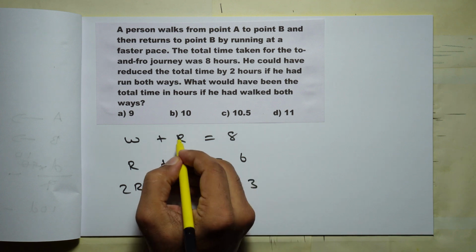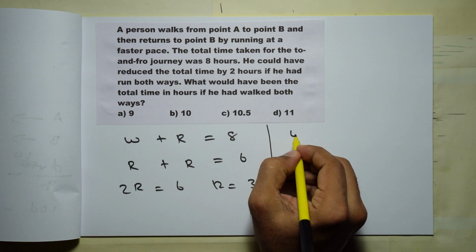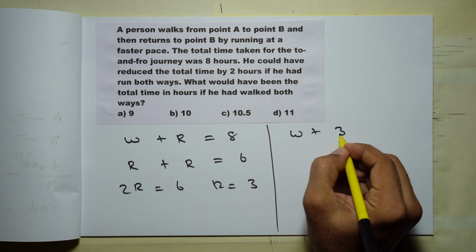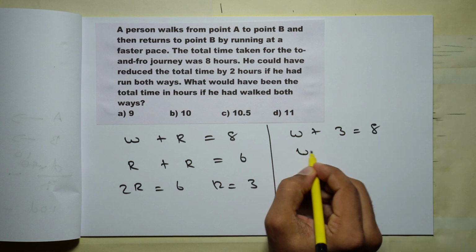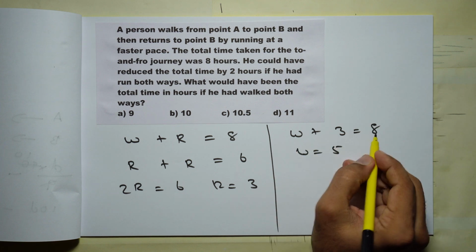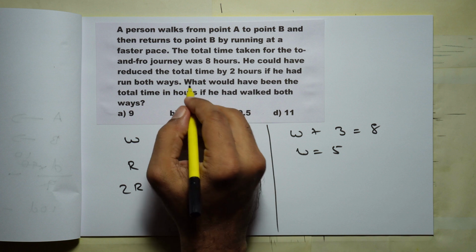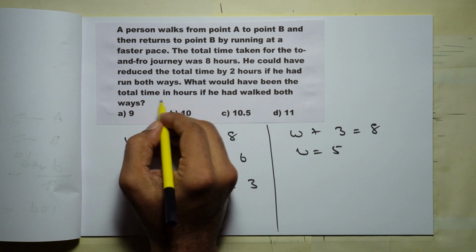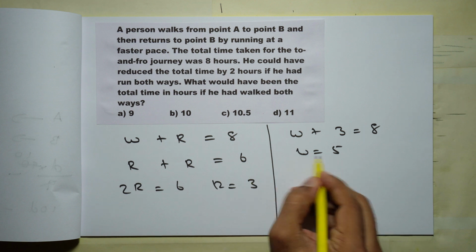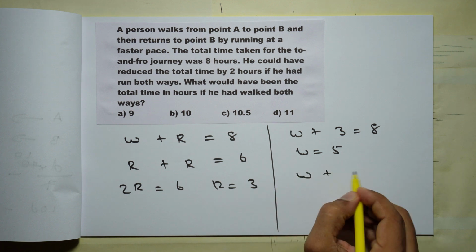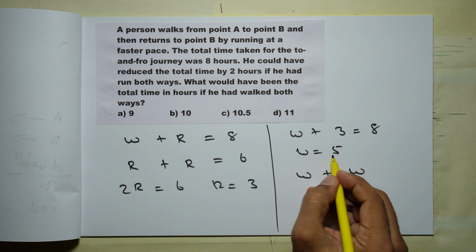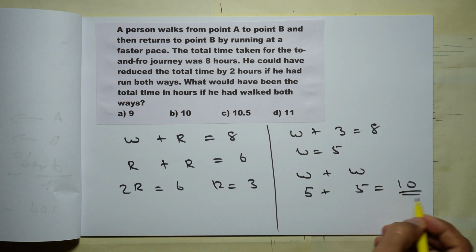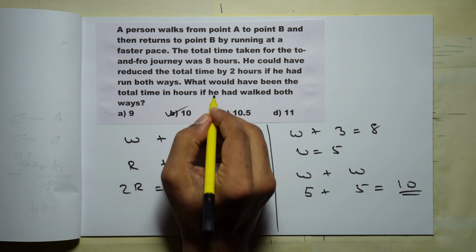So we'll substitute R is equal to 3 here. W plus R is equal to 8, and R is 3. So W plus 3 is equal to 8, or W is 5. 8 minus 3 is 5. The question is, what would have been the total time in hours if he had walked both ways? One way it will be W, and the return also will be W, and W is 5. So 5 plus 5, the total time required will be 10 hours. So option B, 10.